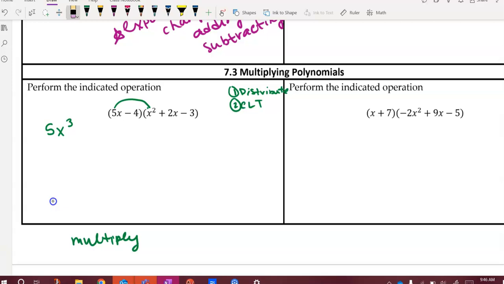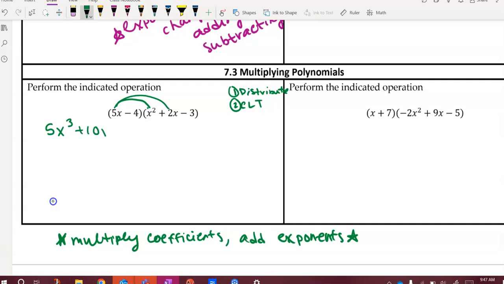Okay, this looks horrible, I'm so sorry. Multiply coefficients, add exponent. So we have 5x cubed plus 10x squared. 5x times negative 3 is negative 15x. And let's start with the next number. Negative 4 times x squared is negative 4x squared. Negative 4 times 2x is negative 8x. And last we have negative 4 times negative 3 for a positive 12.